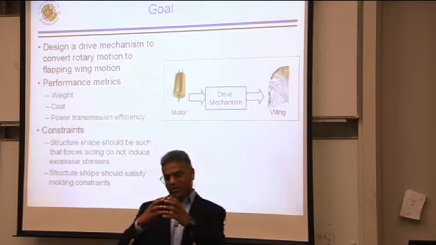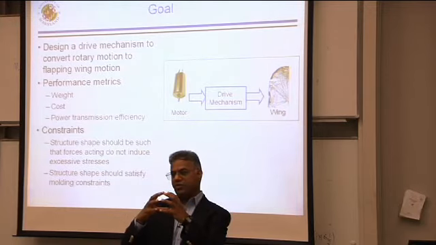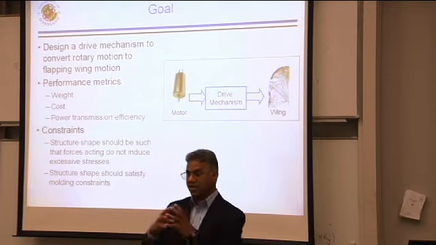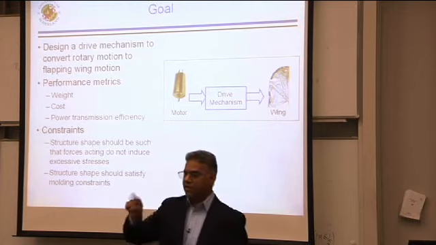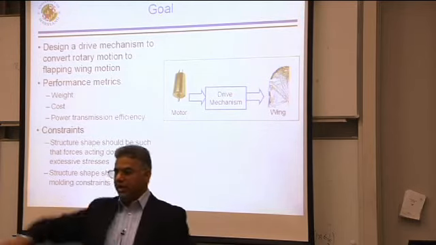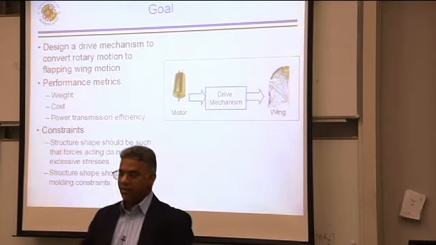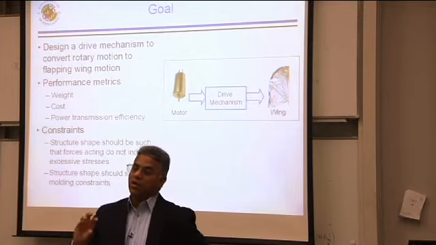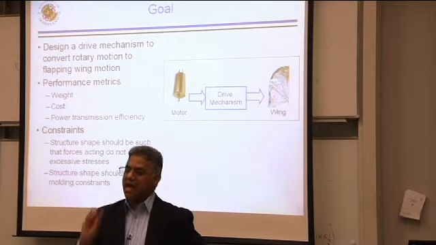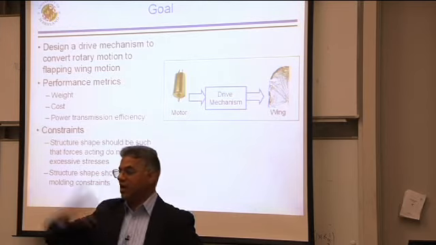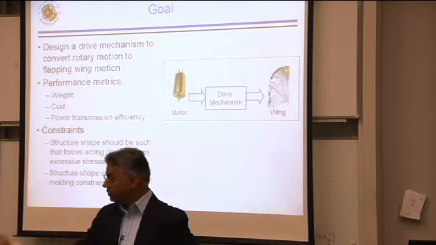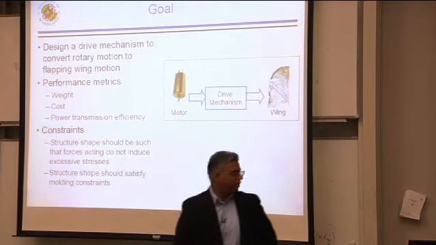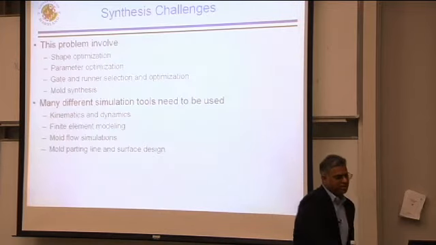But we use a lot of simulation technology to design our drive mechanism. So what is the drive mechanism problem? They take the motion from the motor and impart it to the wing, right? Now, you want to make the drive mechanism as light as possible, because you want these birds to carry as much payload as they can, right? So why is this problem challenging?